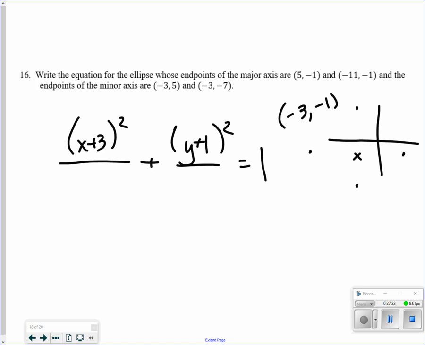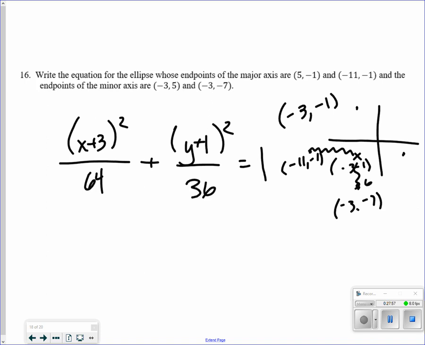So if this is at -3, -1, and going to the left is at -11, -1, then how far is it from the center to a vertex point? It's 8, so under x is 64. How far is it from -3, -1 to -3, -7? It's 6, and so under y is 36.